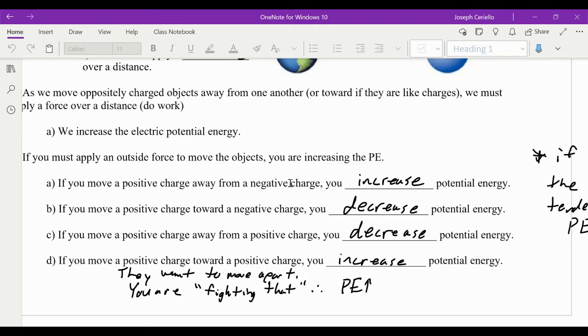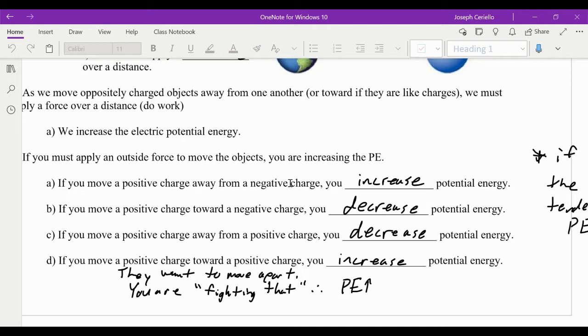Now let's look at the next one. If you move a positive charge toward a negative charge, again, what do positives and negatives want to do? They want to come closer together. What are you doing? Moving them closer together. Are you fighting their natural tendency? No. So you're decreasing the potential energy. Let's look at C. If you move a positive charge away from a positive charge, what do positives and positives want to do? They want to move away. So by moving them away from each other, are you fighting that natural tendency? No. So you're decreasing the potential energy.